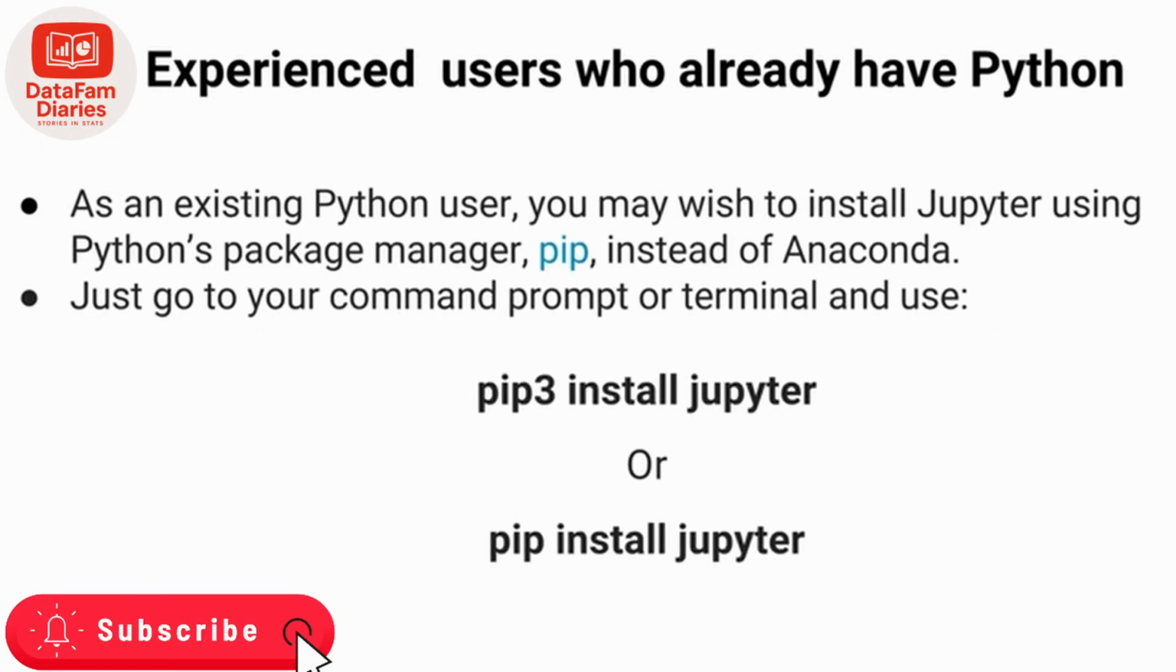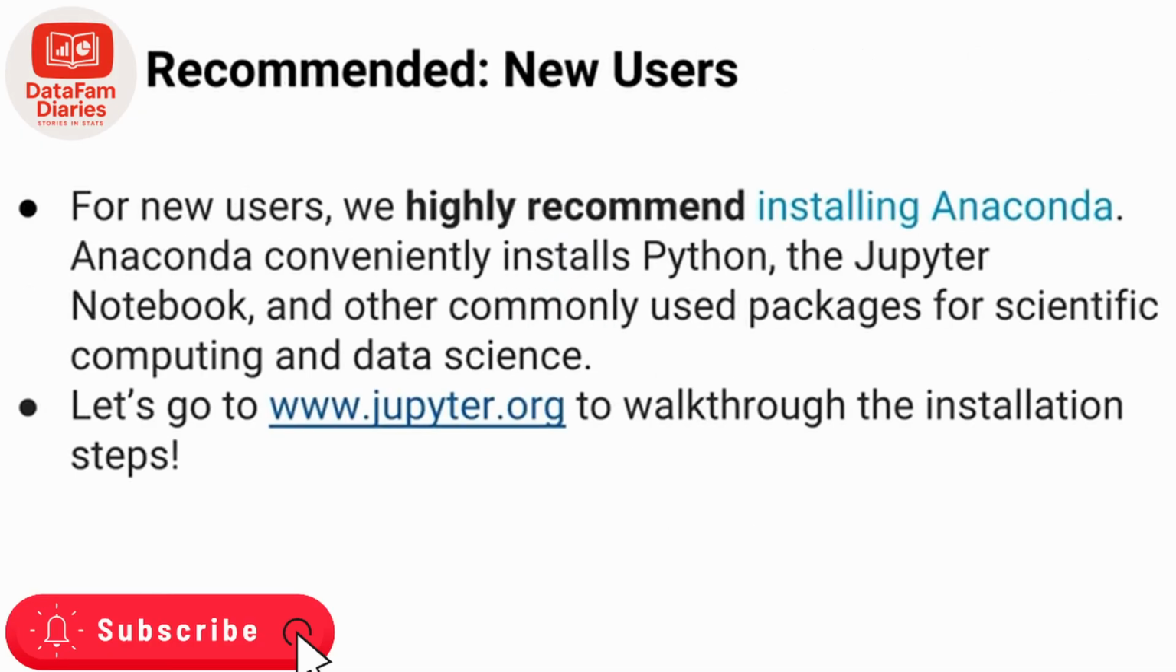If you're an experienced user who already has Python on their computer, you may wish to install Jupyter using Python's package manager pip instead of Anaconda. Just go ahead and go to your command prompt if you're a Windows user. You can just type in cmd to find it. Or if you're a Mac user, you can just go to your terminal and use pip3 install Jupyter or pip install Jupyter depending on what version of Python you have. Again, you can just install Jupyter through a quick and easy pip install.